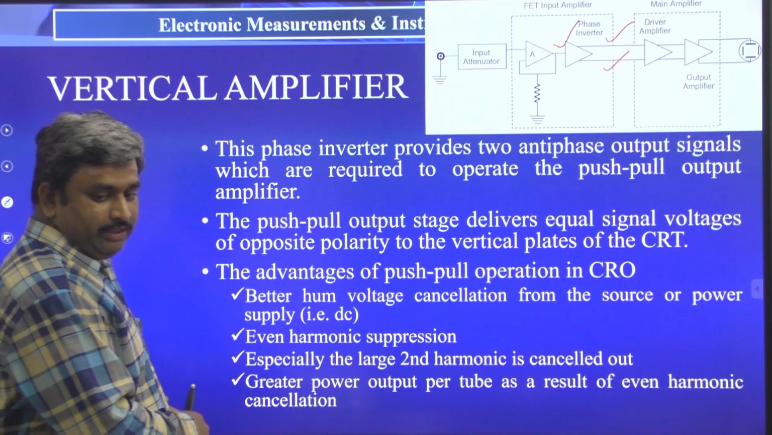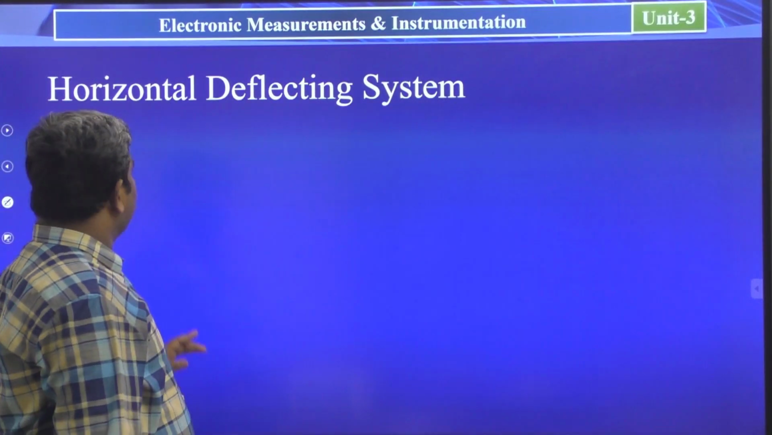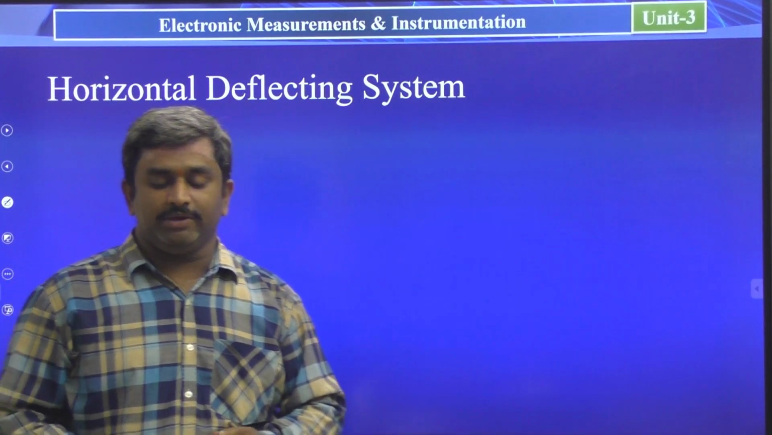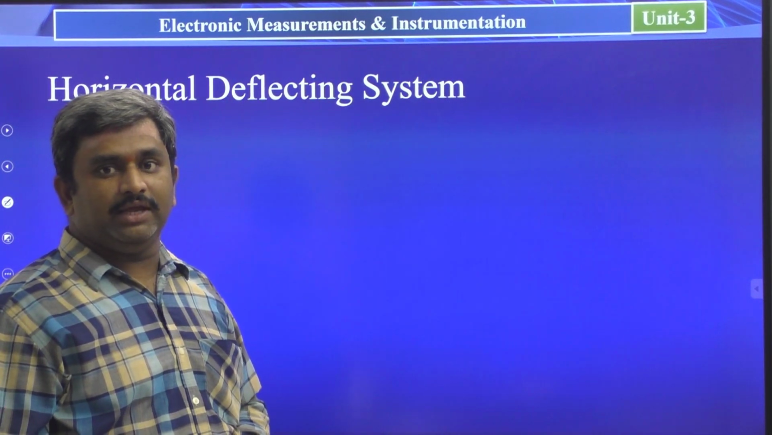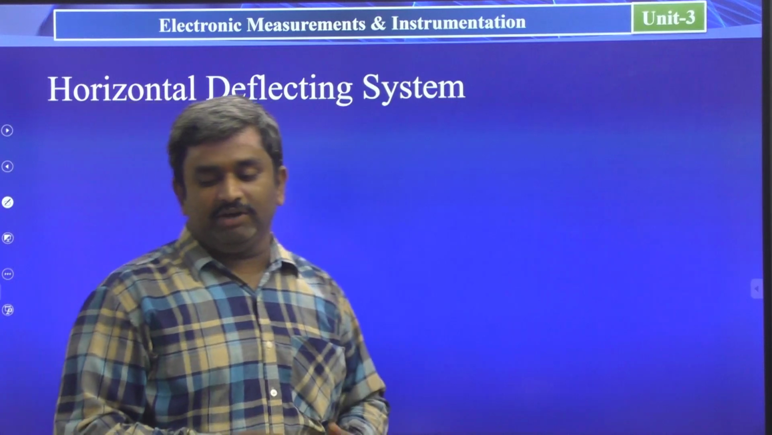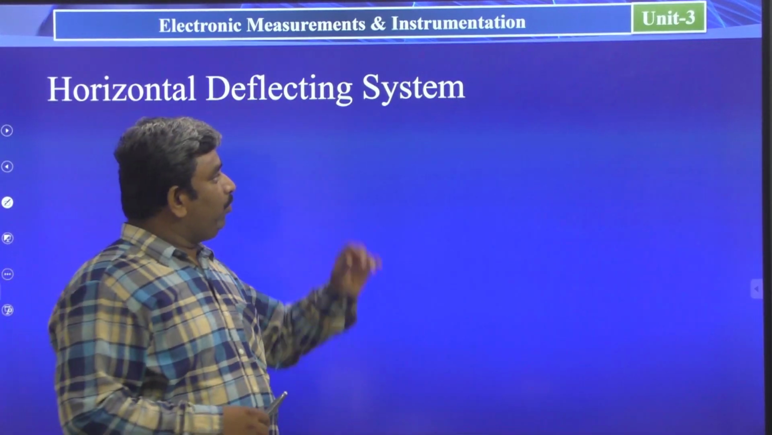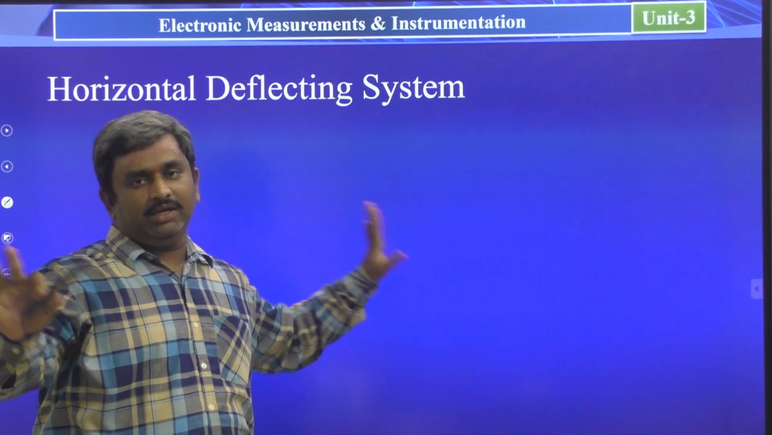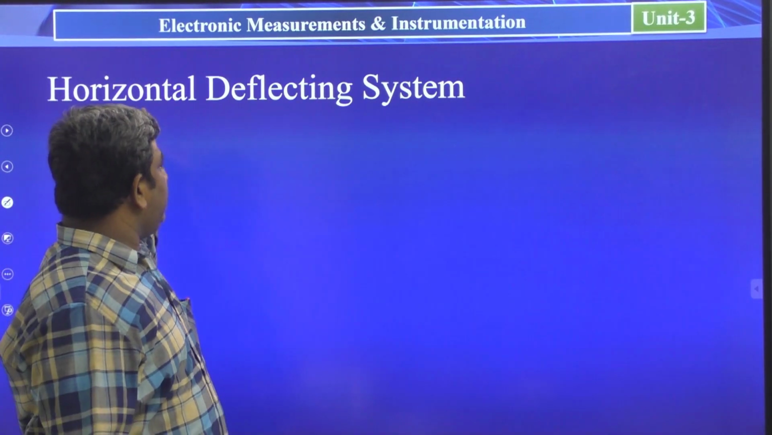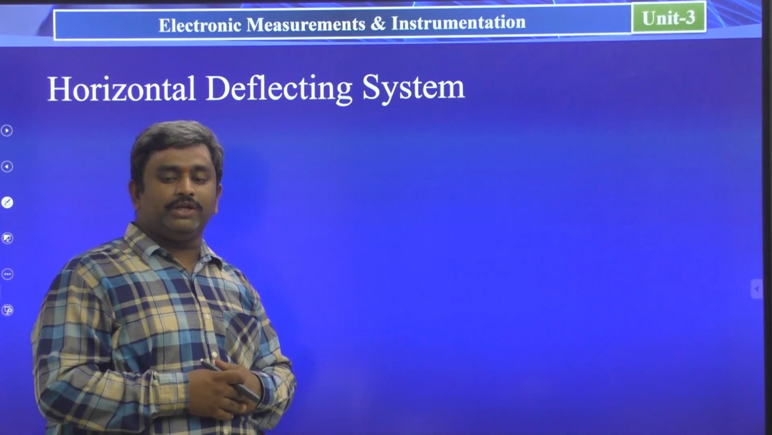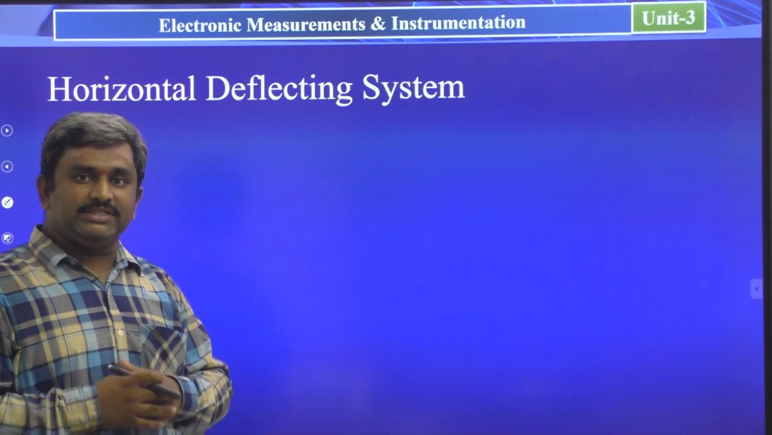Okay, right. Next we will see the horizontal deflection system. Up to now we have seen the vertical deflection system. Now we will see the horizontal deflection system. Previously I said that the vertical amplifier is a separate circuit, but here it is the horizontal deflection system. What is there in this horizontal deflection system?